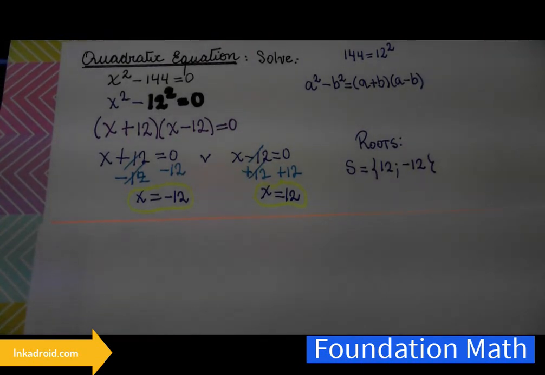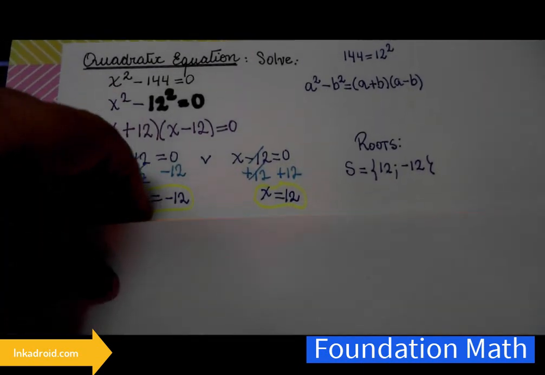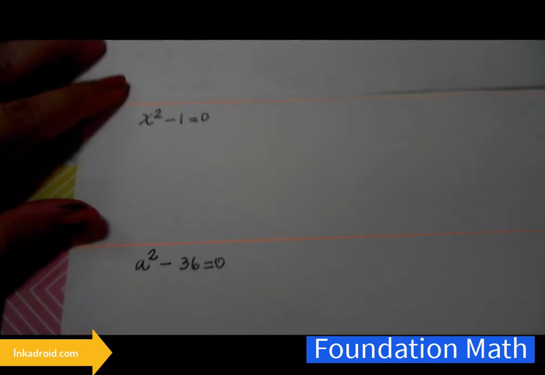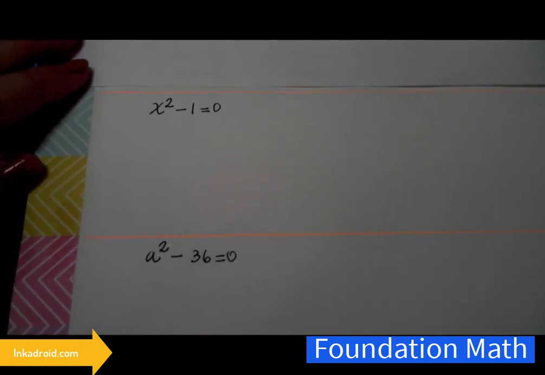Okay. Now we have another example here. Similar situation. x squared minus 1 equals 0.